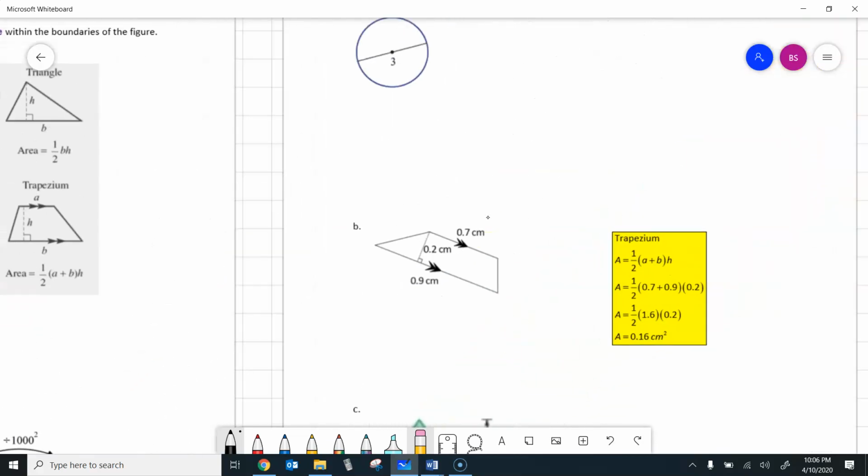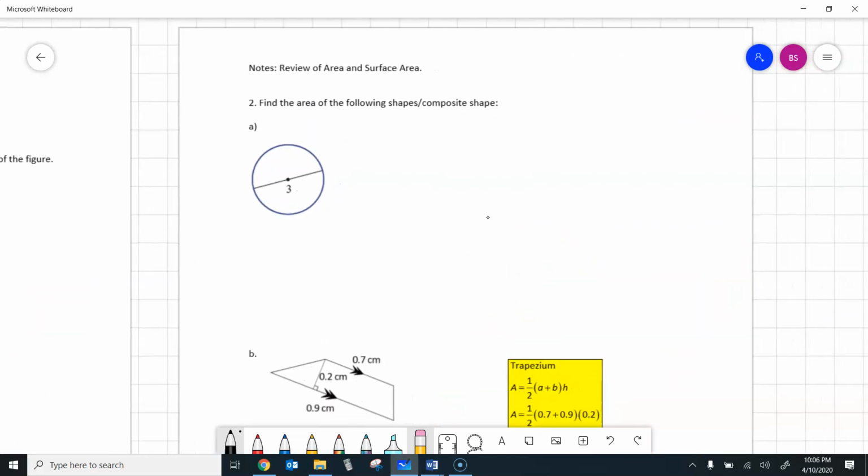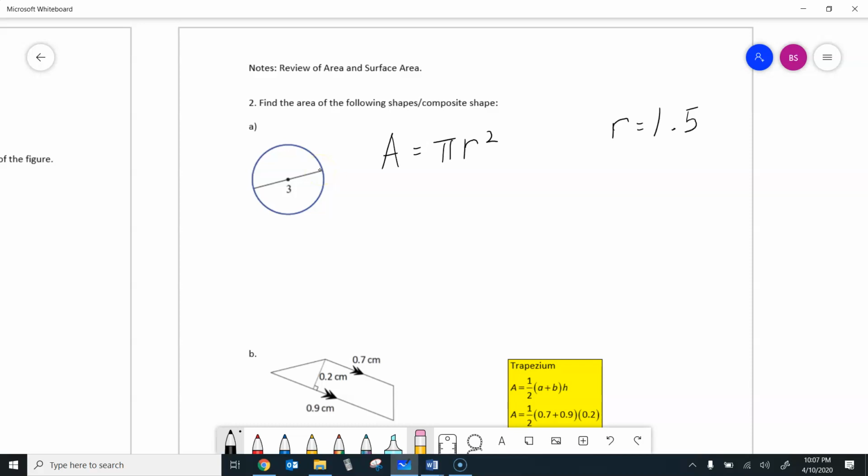Okay, let's have a go at the next question, question number 2. Find the area of the following shapes or composite shapes. In this case, in A, we have a 2D shape, which is a circle. And you can have a look on the previous page if you don't remember. The area of a circle is pi r squared, where r is the radius. In this example here, we're given the diameter. So the radius is just half of the diameter, which would be 1.5. That there would be the radius.